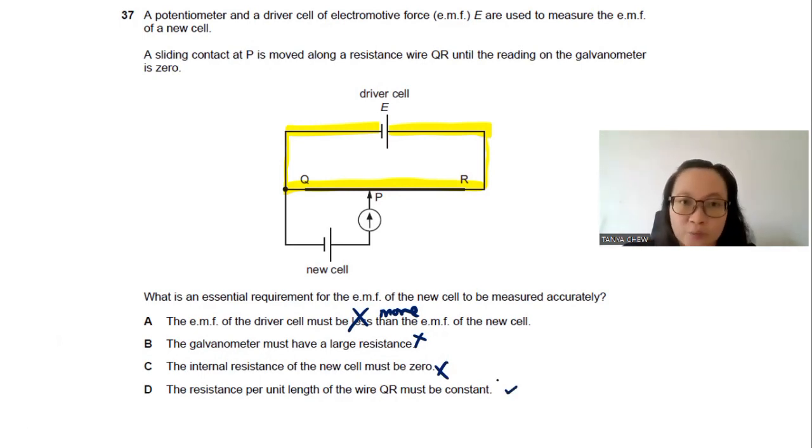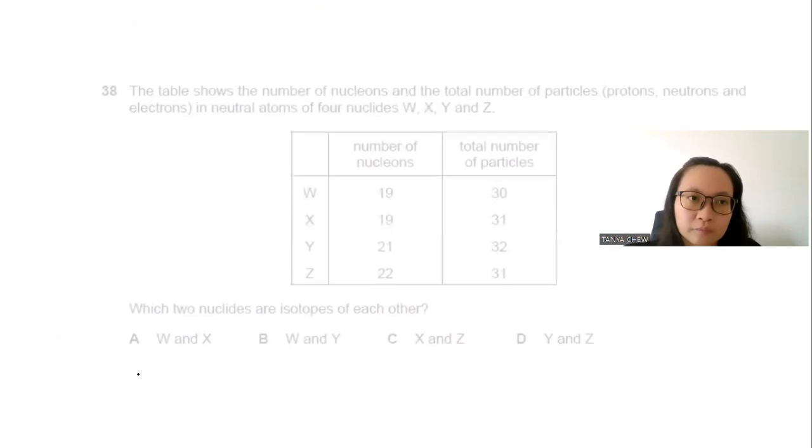This is true. That is the reason why we have to make sure that our resistance wire is as straight and as uniform as possible, right? So D is the correct answer.